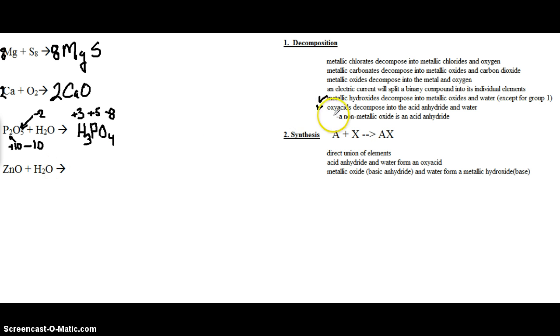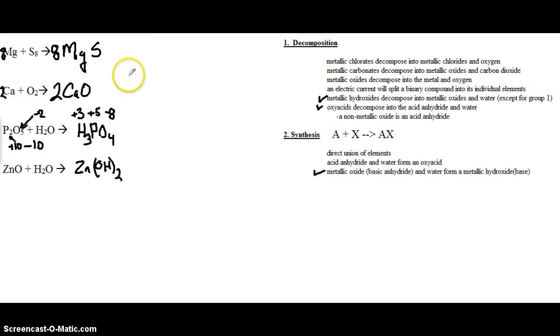For this last one, what I'm going to do is, if you'll notice, I have the metallic hydroxides decomposed into metallic oxides and water, or the reverse of that is right here, that a metallic oxide and water form a metallic hydroxide. So I'm just going to bring these together and I'm going to make zinc hydroxide. Now it turns out that zinc has a +2 charge, so I'm going to need 2 hydroxides because they're -1. And then to balance this, I have 2 H's and 2 O's. I've already got that over here. I have 1 zinc, and so I'm in good shape.